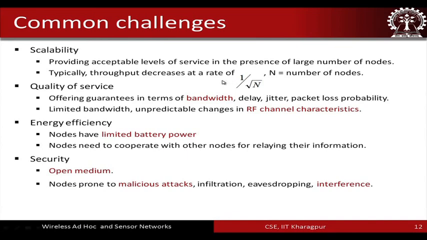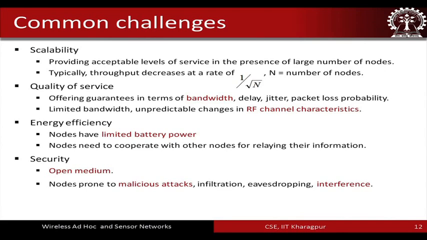Quality of service. Quality of service basically concerns offering guarantees in terms of bandwidth, delay, jitter, packet loss probability. These are some of the measures of quality of service, also known as quality of service parameters in networking. Offering guarantees in terms of them, for example in terms of the bandwidth, or the delay, etc., are important requirements of any network that is designed and deployed.